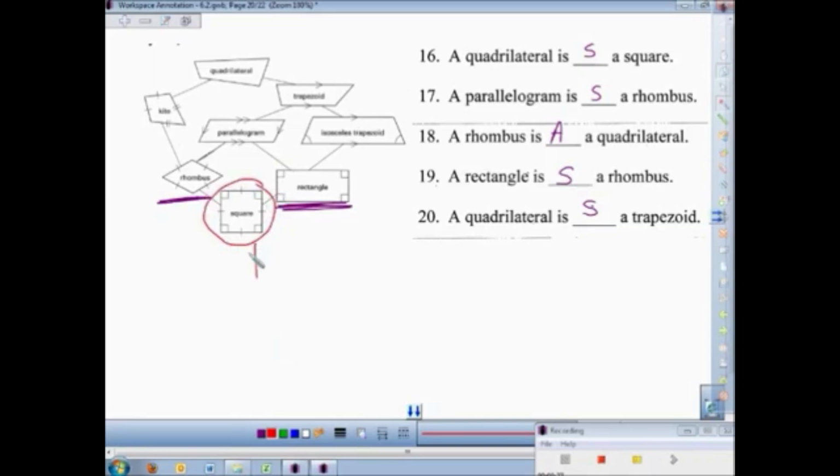Isn't this a rectangle? Doesn't that have 4 right angles? Isn't that a rhombus also? It's got 4 equal sides. So that answer was sometimes. Even if they're side by side, that answer is sometimes.